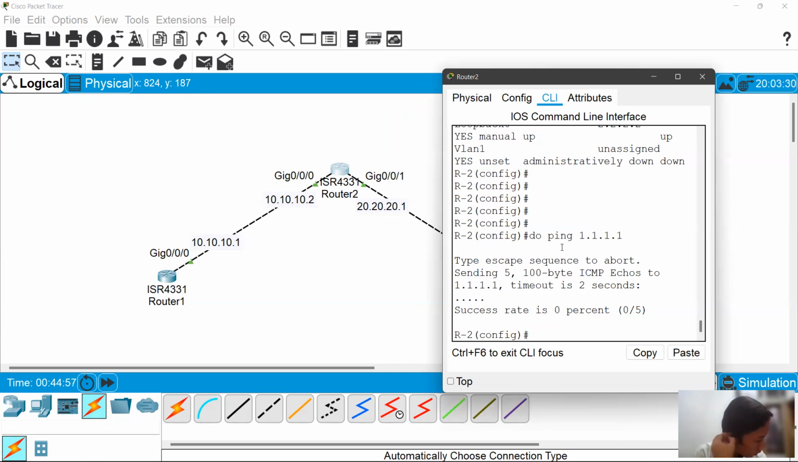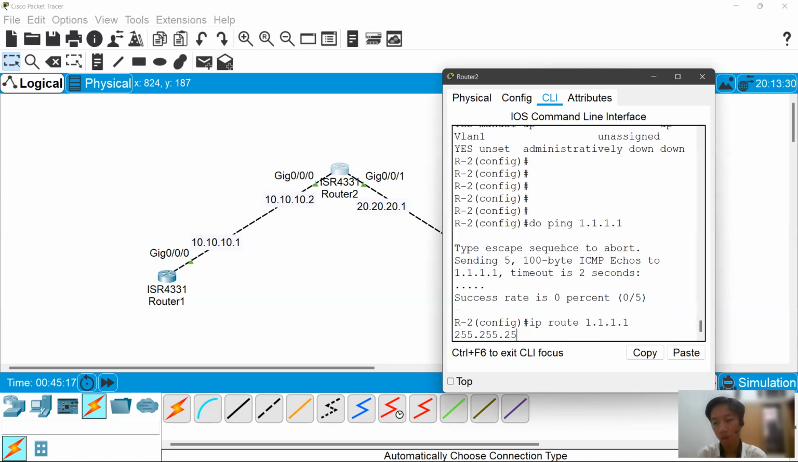So the configuration for static IP is ip route. The loopback network in router 1 is 1.1.1.1, and don't forget the subnet mask, and don't forget the gateway. The gateway is router 2's next hop, if router 2 wants to send the packet out, the gateway is 10.10.10.1.